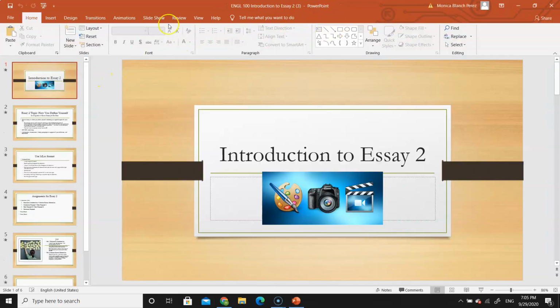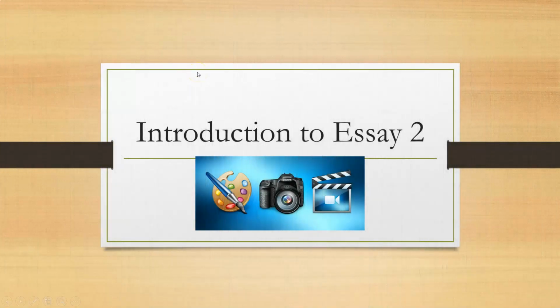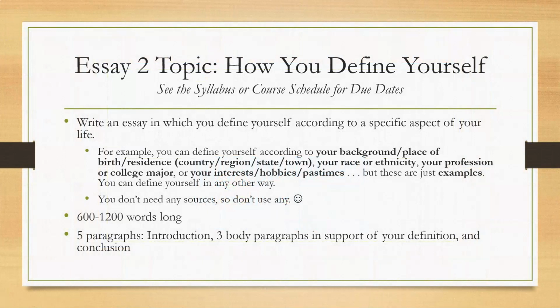Notice I click on that link to get going. So there's the slideshow. The shortcut is F5, but okay, there it is. Introduction to essay 2. In this essay, you will define yourself according to a specific aspect of your life, mostly related to your personality, or to something else that's very deep and meaningful, something you were born with or something that you chose, something beyond just physical, right?